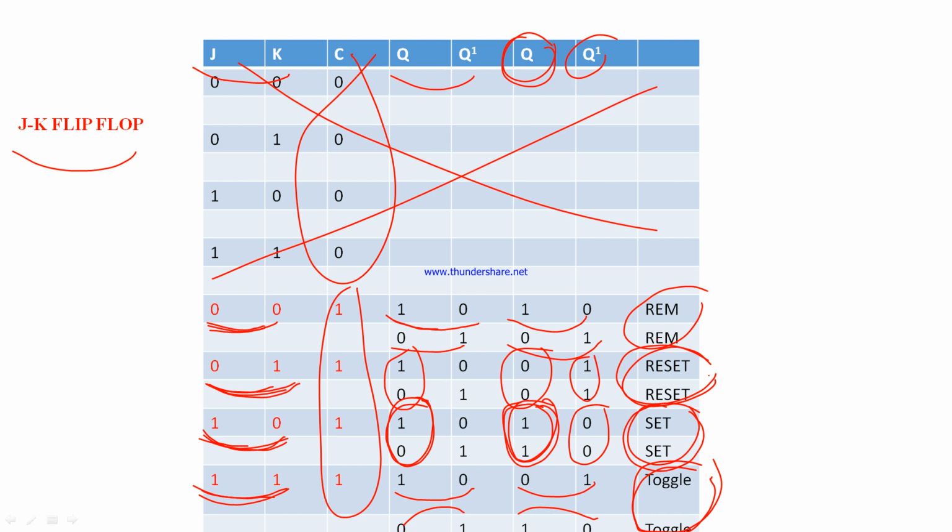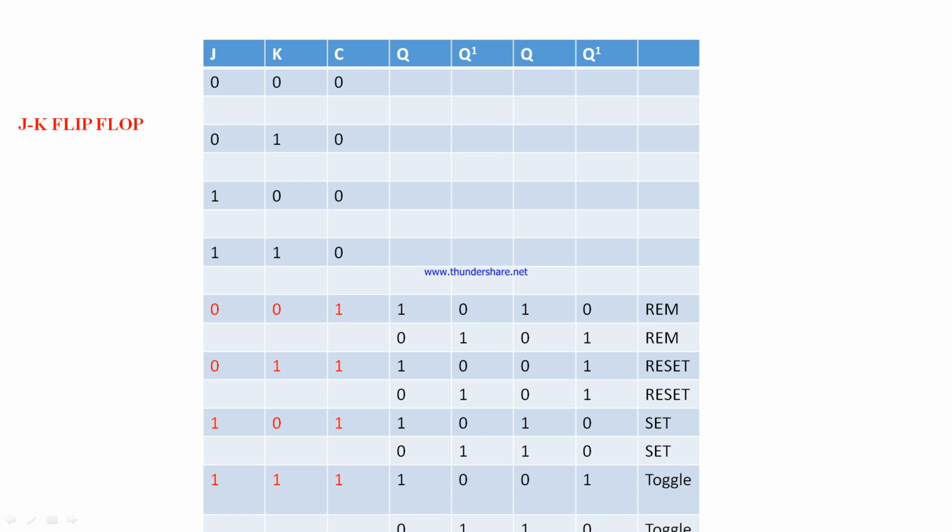So we are done with the JK flip-flop. You have to remember that the JK flip-flop is similar to the SR flip-flop. Which one? The SR flip-flop with a NOR gate. That is, 00 gives you the remember state, 01 gives you the reset state, 10 becomes a set state, and 11 is a toggle state now, not invalid. Okay, we are done with it. Now let's go for the next slide.